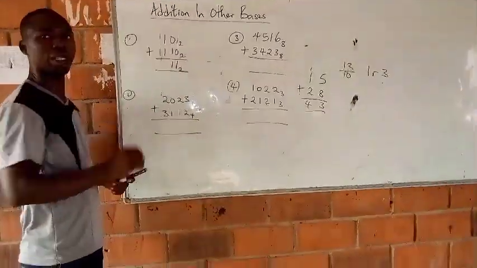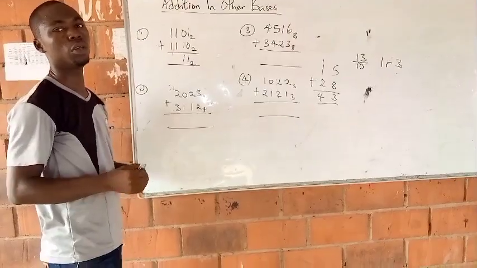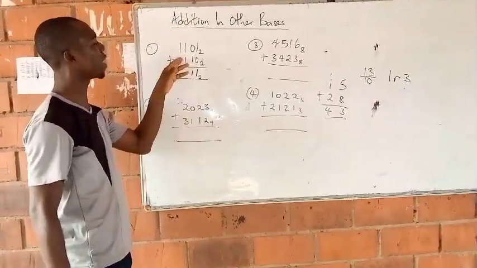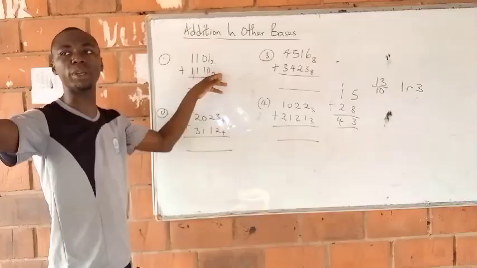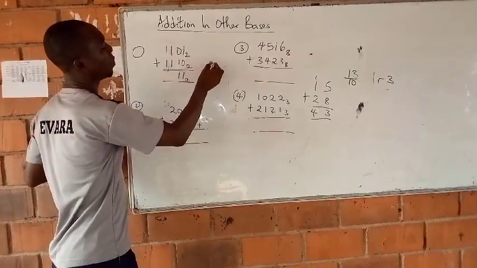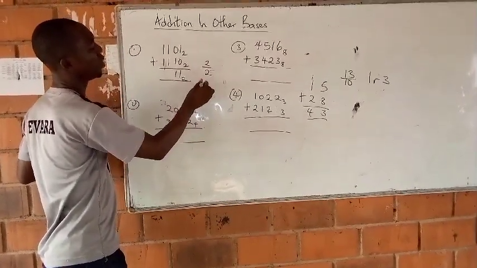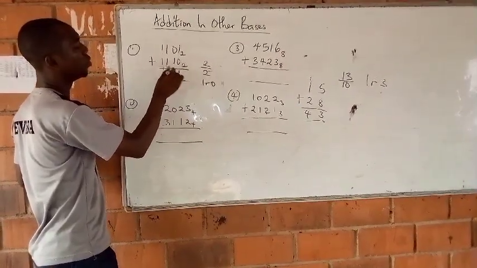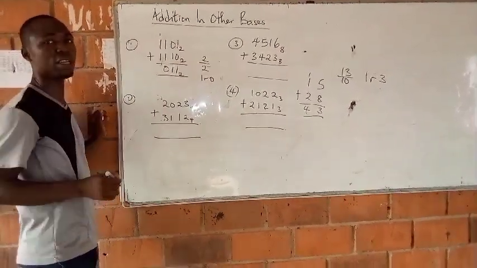Now 1 plus 1 is 2. Now I have something that is up to the base I'm dealing with. So because I have 2 and I'm dealing with base 2, it means if I divide my 2 by the base, it's going to give me 1 and the remainder of 0. So I'm going to write this remainder 0. Then this 1, I'll bring it in.